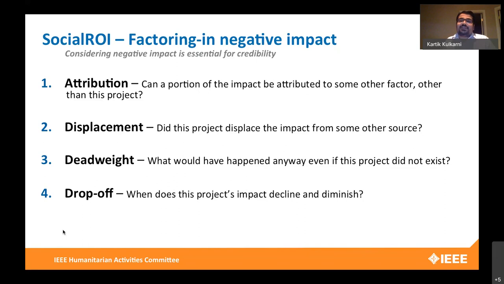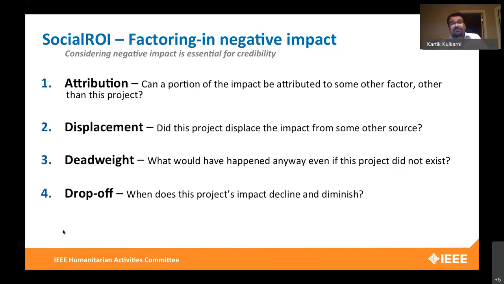Displacement. What this means is, because of your project, what would happen that otherwise would not have happened? I'll give an example. There was a famous project where an initiative distributed mosquito nets in one of the African communities. The intention was good, to save patients from malaria, which is a really important initiative. But as a byproduct, unintentionally, it put local mosquito net manufacturers out of business. So it really had a displacement. We have to consider the negative impact of this project as well.